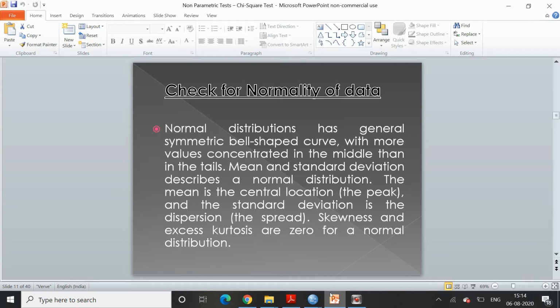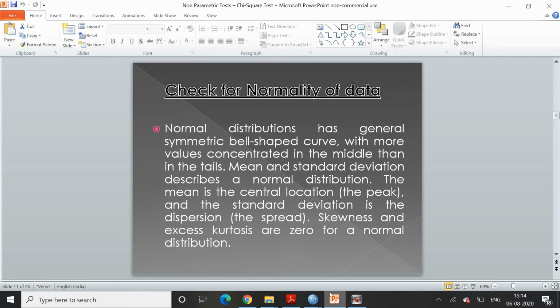Whenever we are using any statistical technique, we need to first find out whether our data is normally distributed or not. Why do we need to check that? The idea is that a lot of statistical tests which are parametric in nature are based on certain assumptions about the distribution of data.